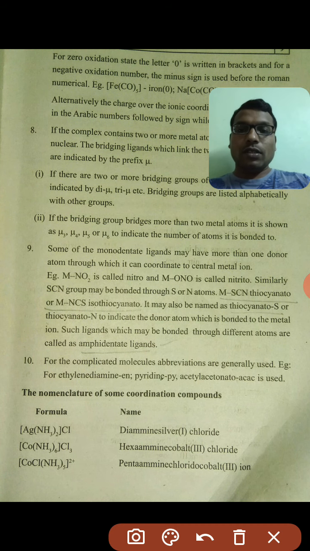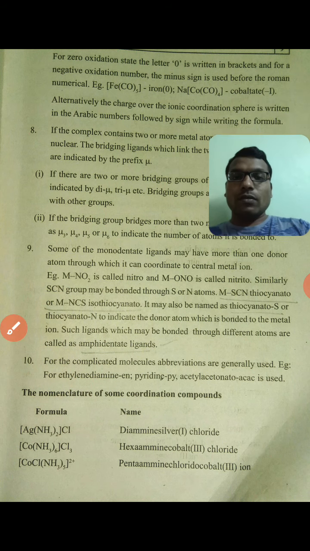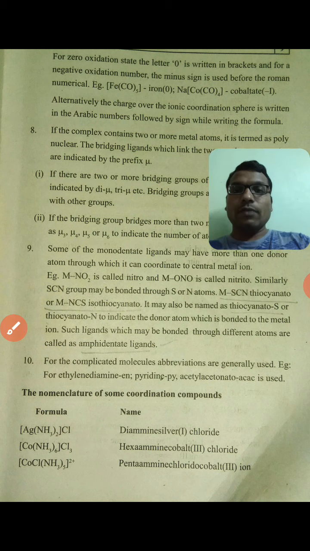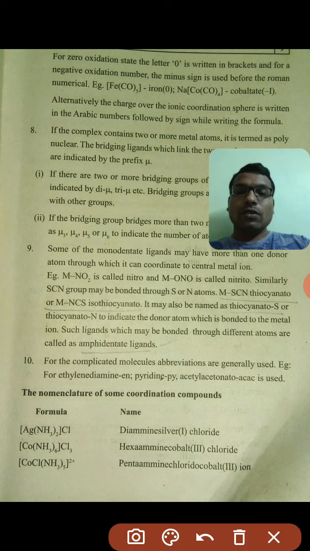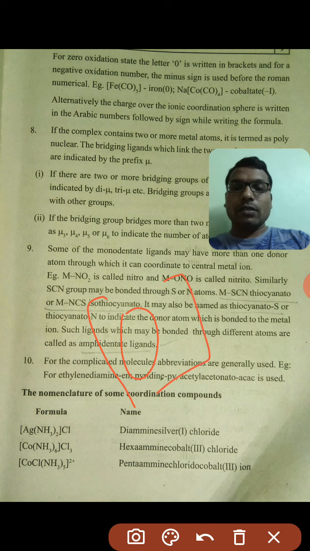So next, in this slide we'll discuss the zero oxidation state. Suppose it is a zero oxidation state, how do we write it? Generally, 0 is written as 0, and we should write it in brackets. Okay? Suppose for a negative oxidation state, how do we write it?